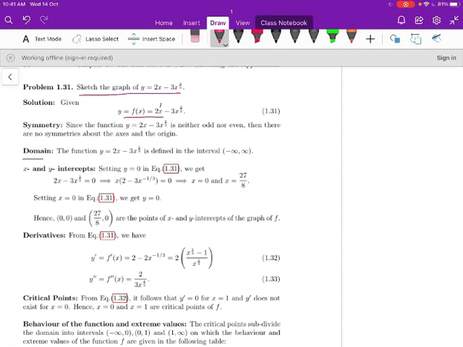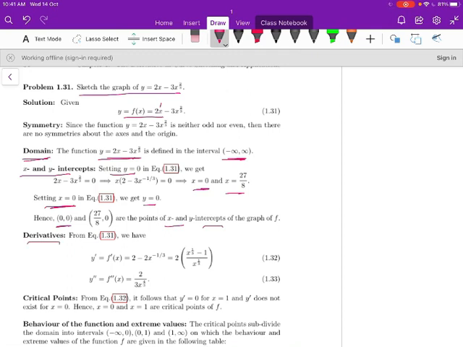Now let us move to the domain. This function is defined everywhere on the whole real line. Therefore the domain of f is the open interval minus infinity to plus infinity. Let us move to the x and y intercepts. Setting y equal to 0 and solving for x, x is equal to 0 and x is equal to 27 by 8. Setting x equal to 0 and solving for y, y is also 0. Therefore 0 comma 0 and 27 by 8 comma 0 are the intercepts of the graph of f.